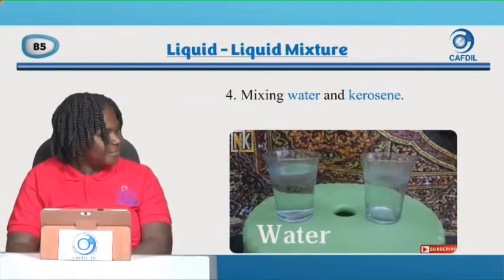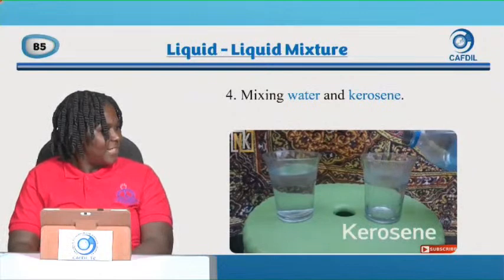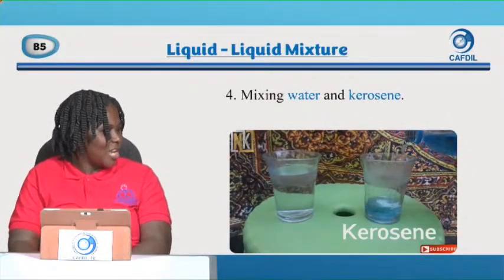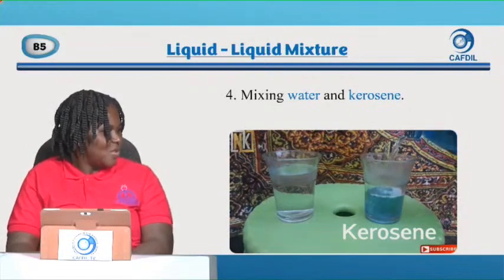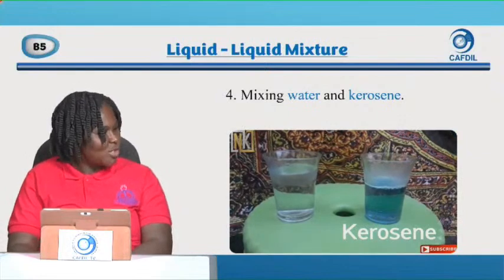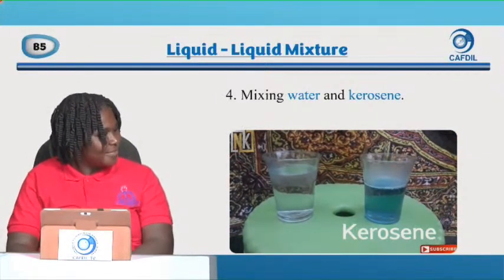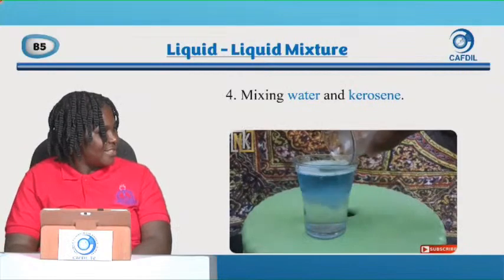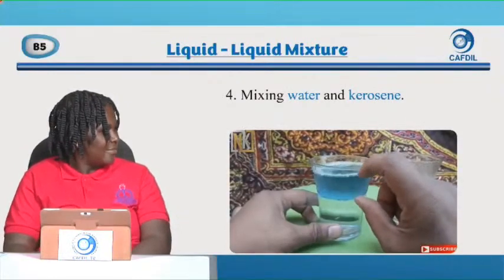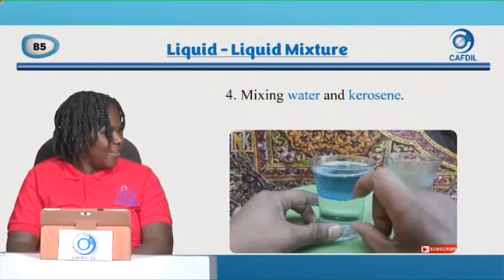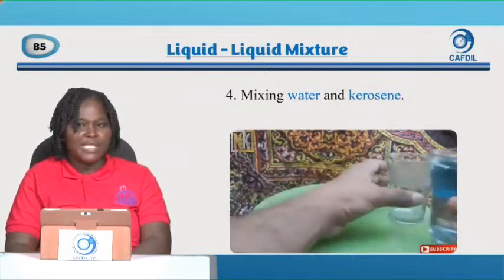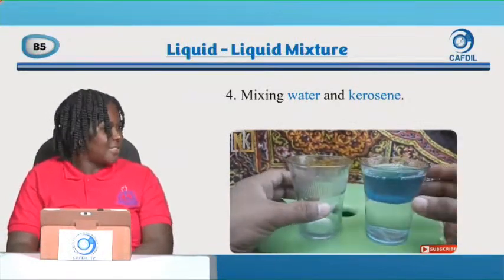This is water and this is kerosene. So water, kerosene. Let's look at it carefully. After, you can also do the same. Yes, the kerosene is being poured into the water. Let's look at it. We have two layers. They do not mix. Why? Because they are immiscible liquids.